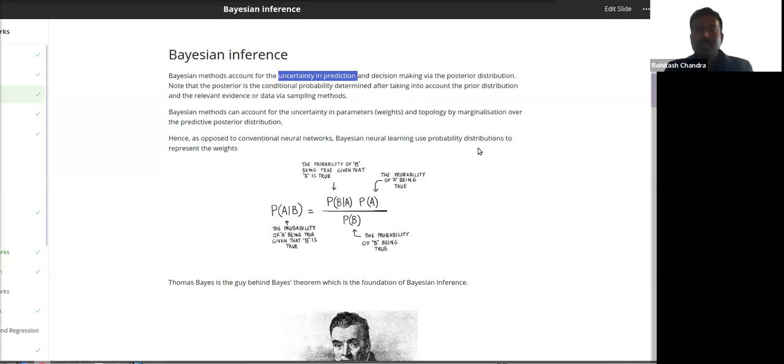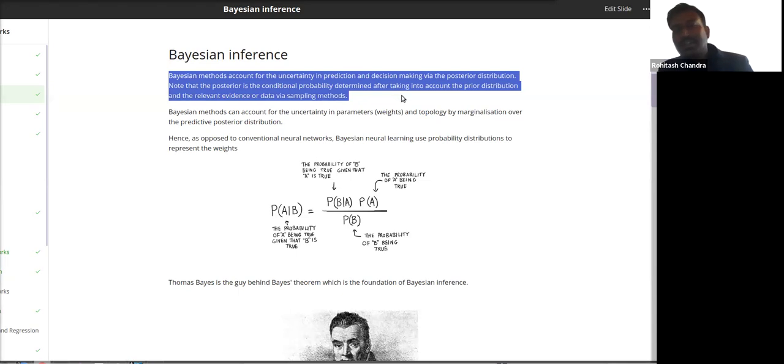So what we are going to do is first understand the theory and the motivation behind Bayesian inference, and then use that to develop a Bayesian linear model and a Bayesian neural network model. In order to do that, we need to understand some key terms, such as the posterior probability distribution, the prior probability distribution, sampling methods, and relevant evidence. These are the key terms to take.